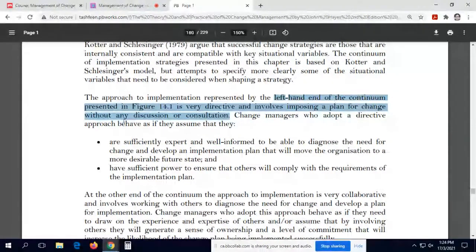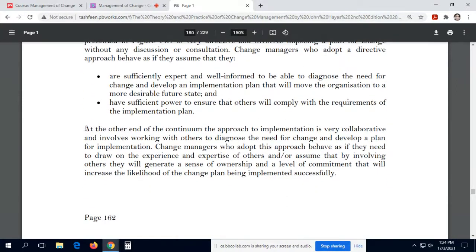So the left hand side of the picture, which you will see shortly, is very directive. It involves imposing a plan for change without any discussion or consultation. So you are giving direction: do it like this. There is no discussion, there is no consultation, even if it is very minute. So it is more directive, like an imposing type of methodology, which is on the left hand end of the picture or continuum, whatever you want to call it. That is one thing.